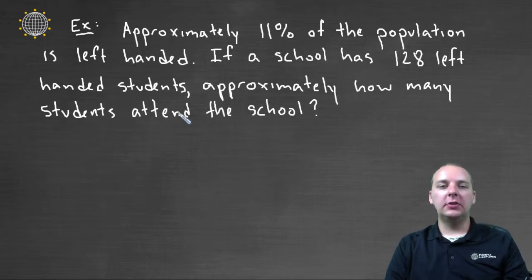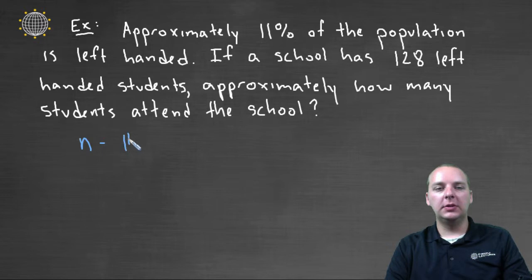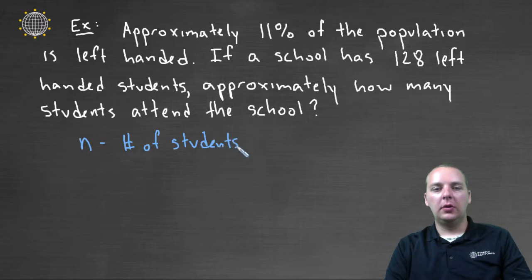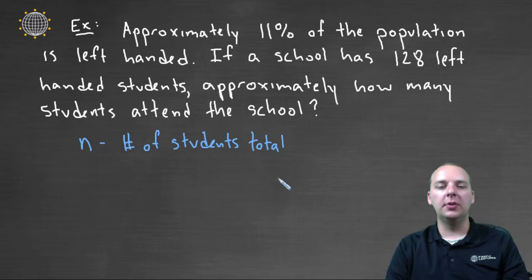So first of all, let's try to determine what we don't know. What are we not given in this problem? And I think what we're not provided is the total number of students that go to the school. So let's call that a variable name like X or Y. I think I'll use the letter N for number of students. So this is the total number of students at the school, not just left-handed students, but the entire student body.